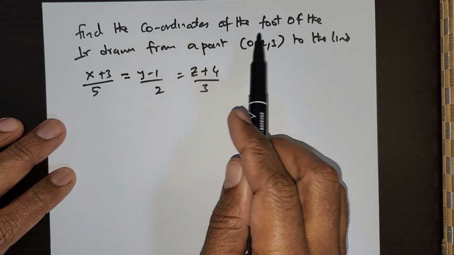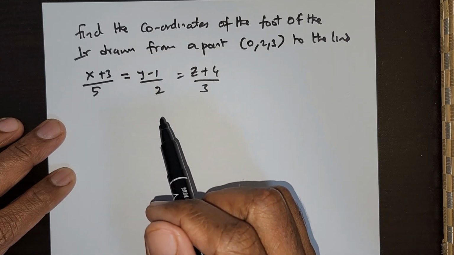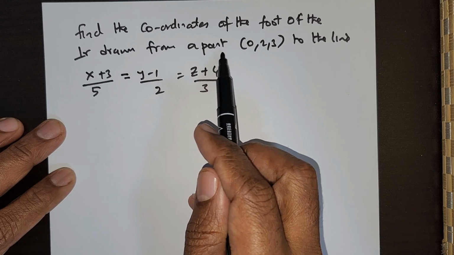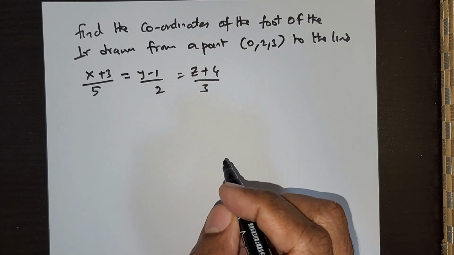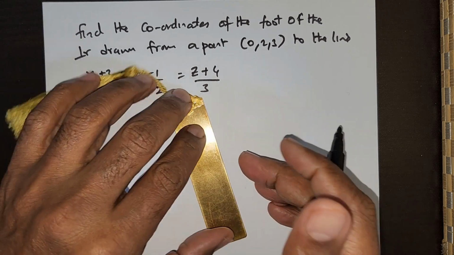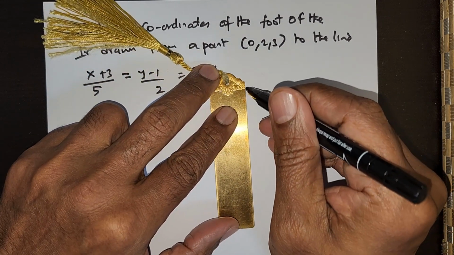Let me read this question. Find the coordinates of the foot of the perpendicular drawn from a point (0, 2, 3) to the line. Now you got to understand this question. Now let me draw this line.